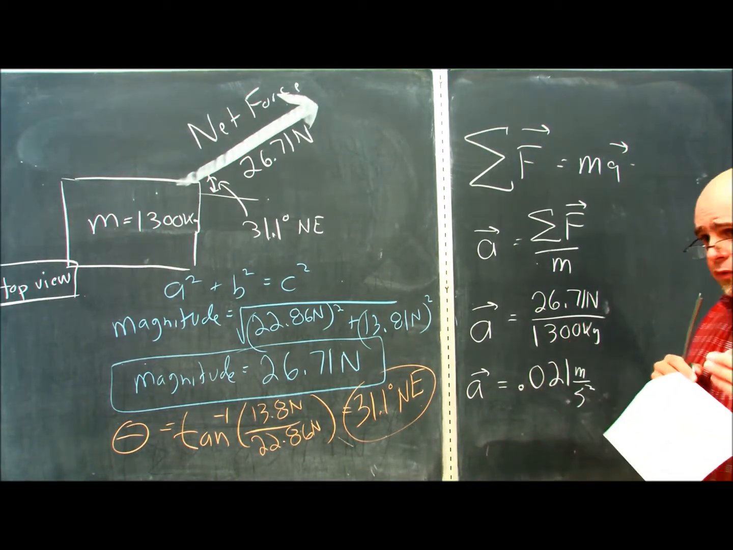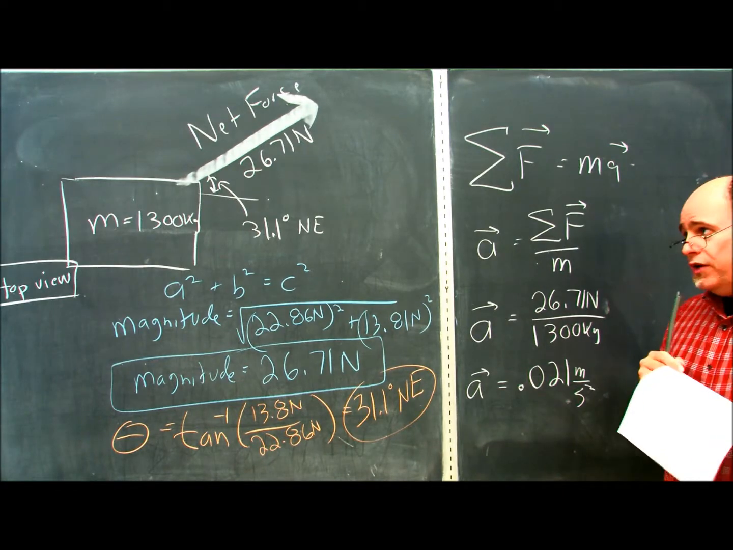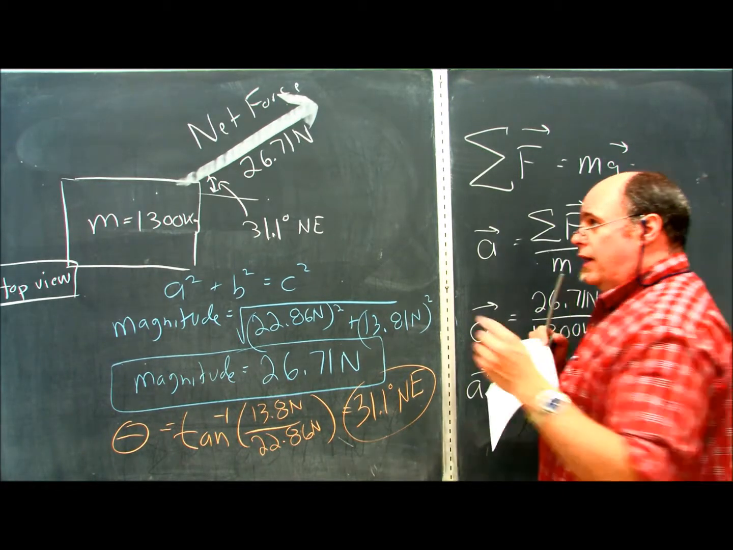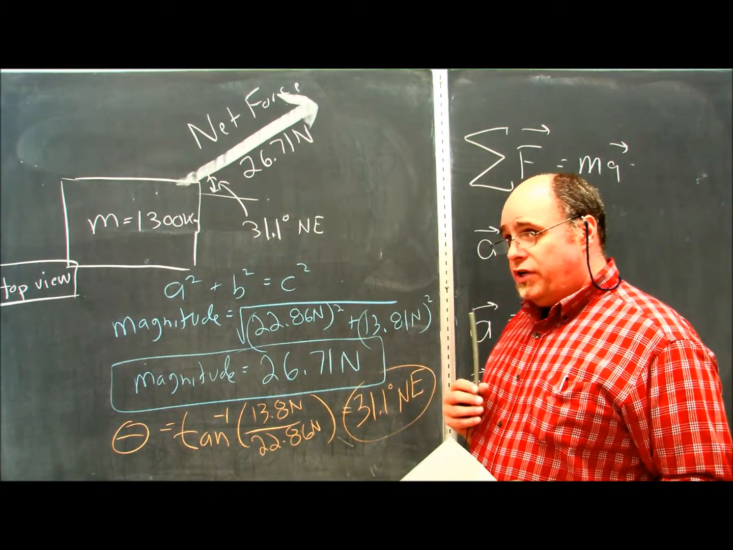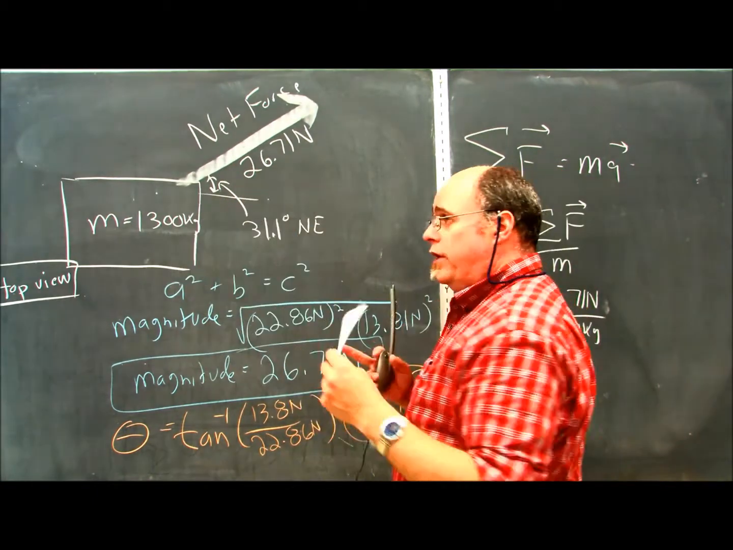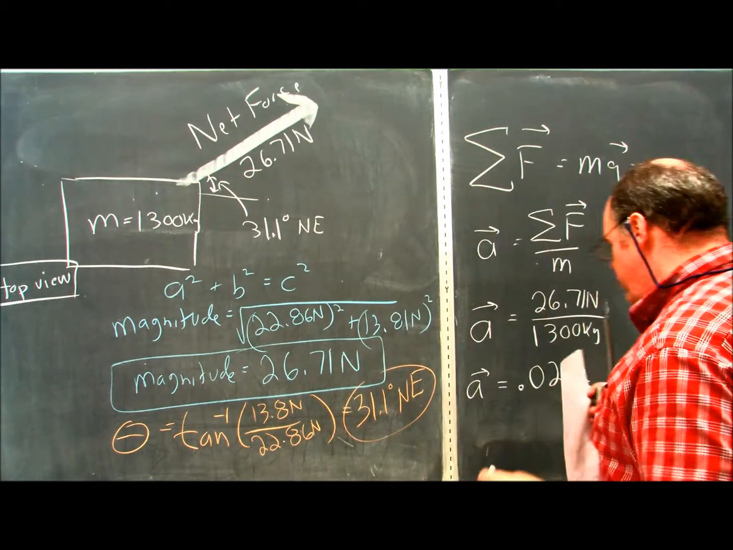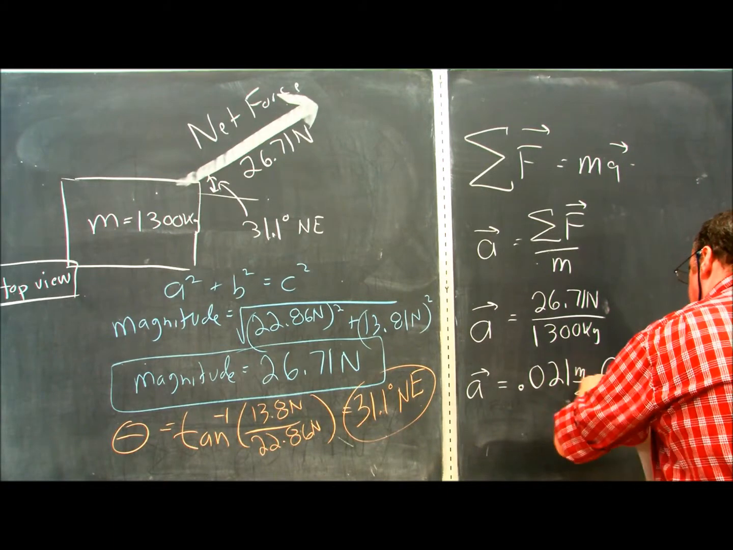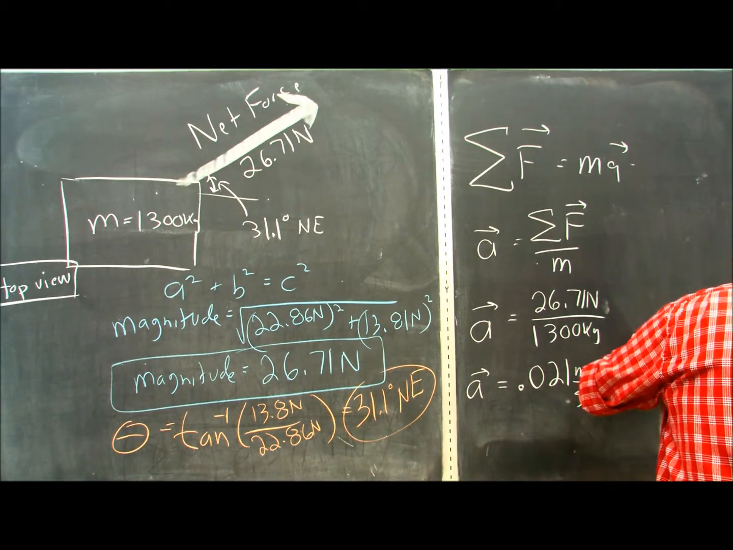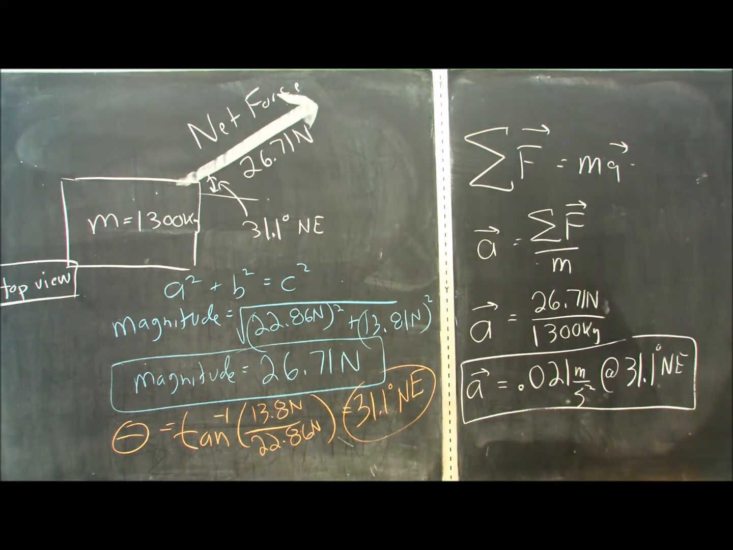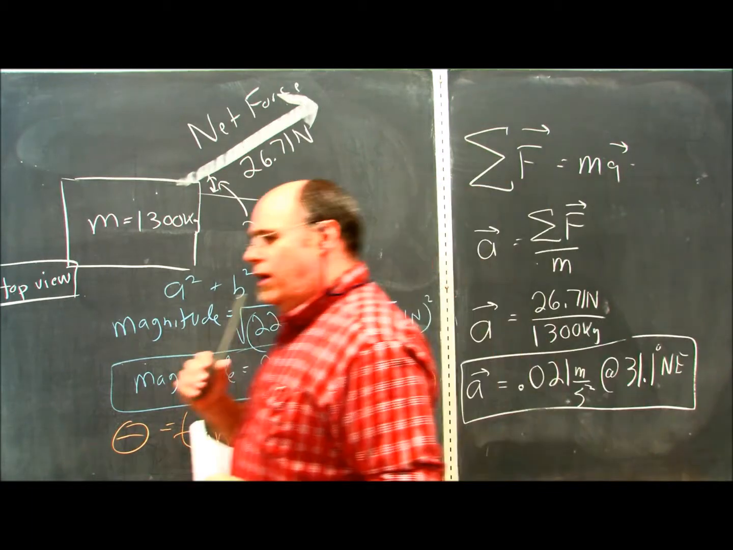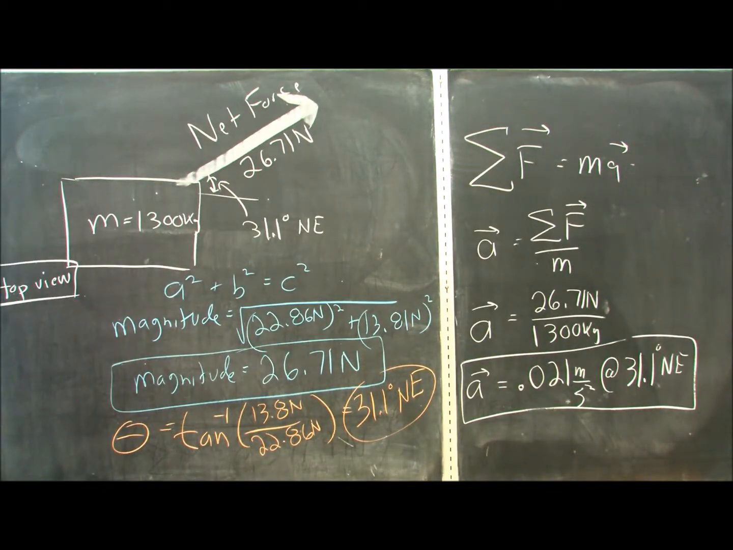Now, acceleration is a vector, so it should have a direction. The acceleration will be in the exact same direction as the net force. So the acceleration should be pushing this thing in the same direction as the net force. So it'll accelerate at this same angle, 31.1 degrees northeast. So I could say here at 31.1 degrees northeast. And that's the complete answer for my problem dealing with the acceleration of a raft when they gave me two different forces acting on it at the same moment.